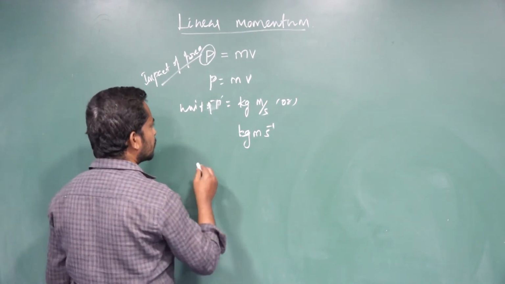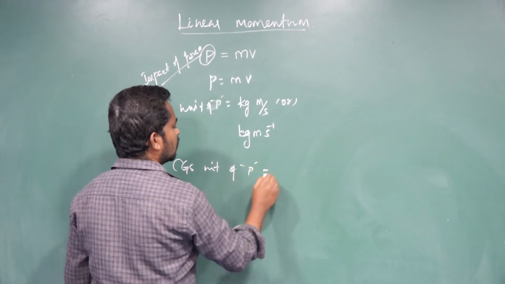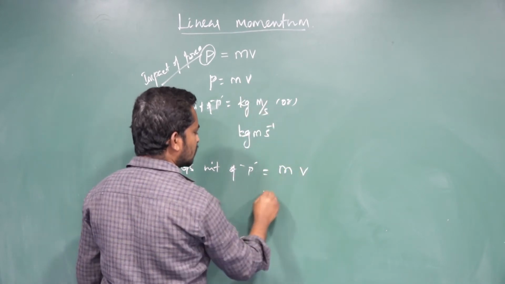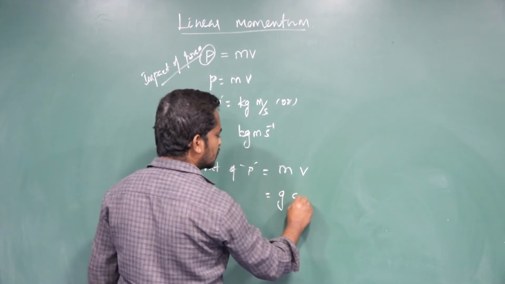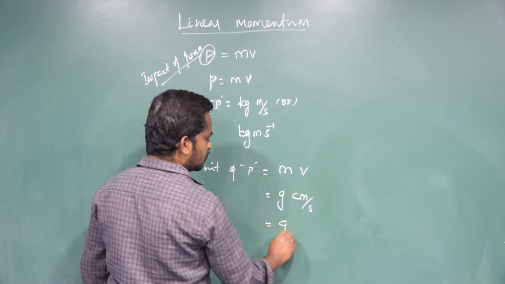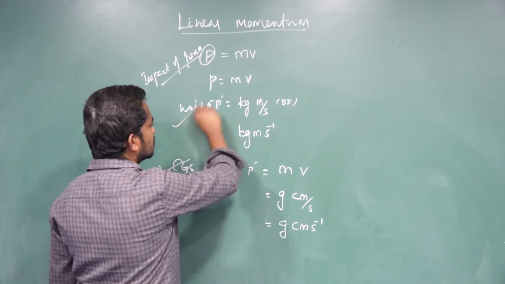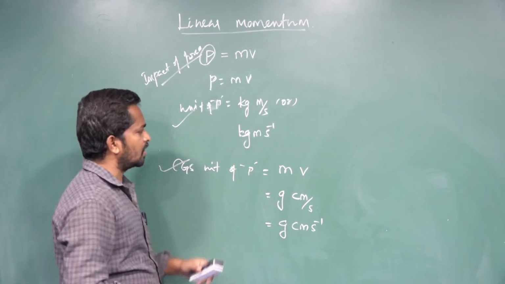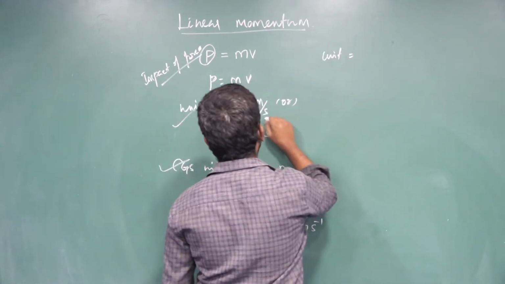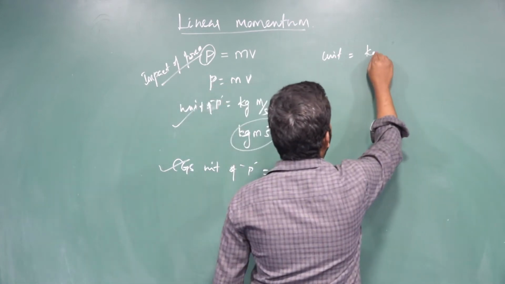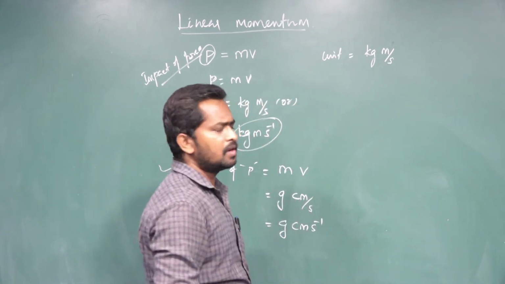What is the CGS unit of momentum? CGS unit of momentum is equal to mass into velocity. The CGS unit of mass is gram. The CGS unit of velocity is centimeter per second. So it is gram centimeter per second, g cm s^-1. This is the CGS unit of momentum, and that was the MKS unit. The SI unit or MKS unit of momentum is kilogram meter per second.